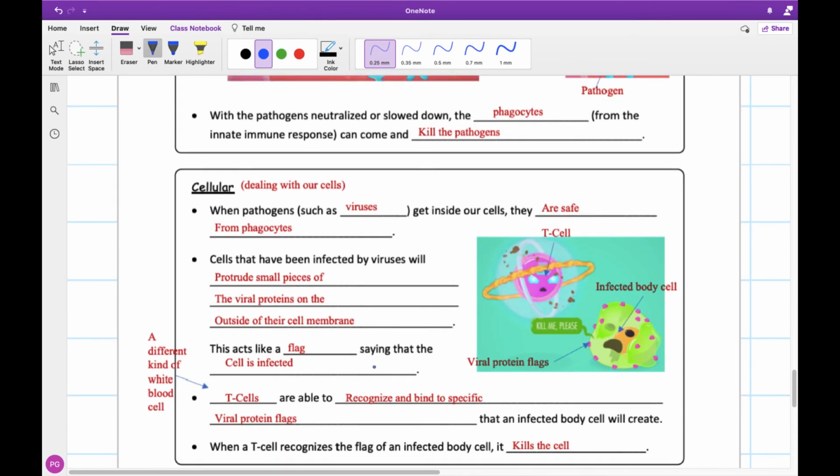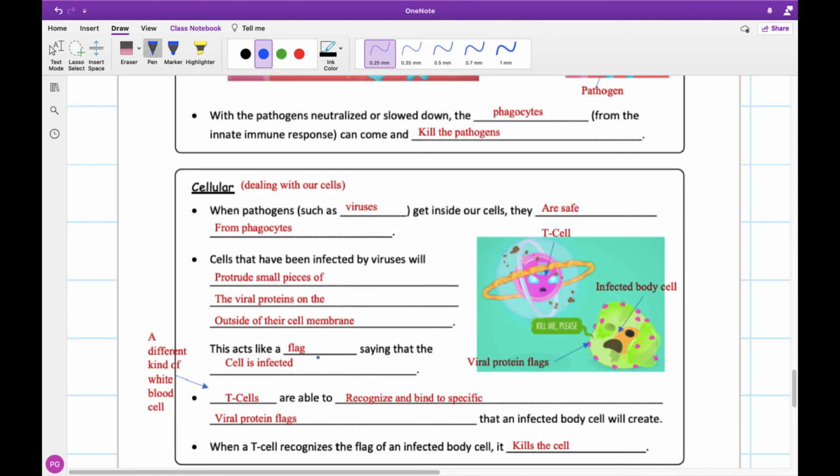Now, the second type of cell in our third line of defense, our cellular third line of defense, dealing with our cells, is when pathogens such as viruses get inside of our cells. Once they do, they are safe from phagocytes, they're safe from antibodies because they're inside of our cell. Once this happens, cells that have been infected will protrude small pieces of viral protein on the outside of their cell membrane. So if this green blob is our infected body cell, these pink dots are the little flags that they put out to signal that it's infected.